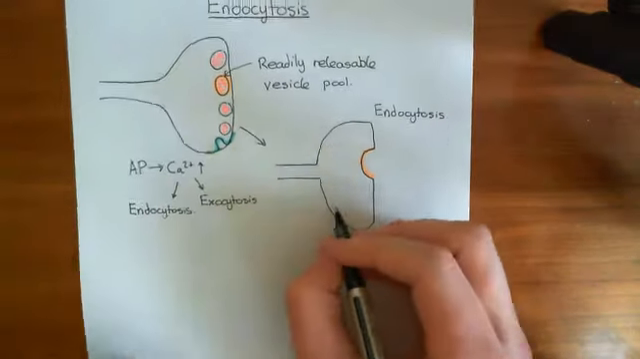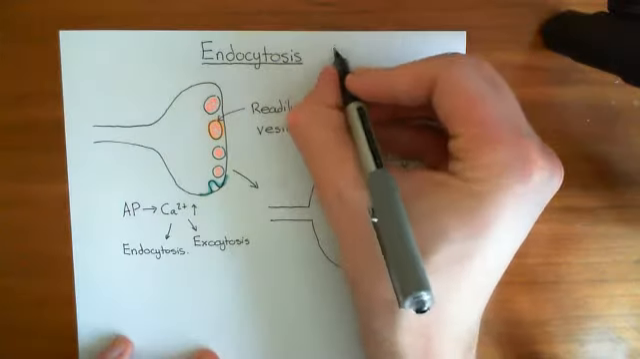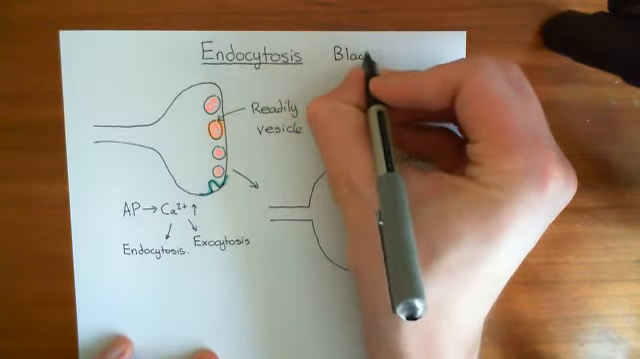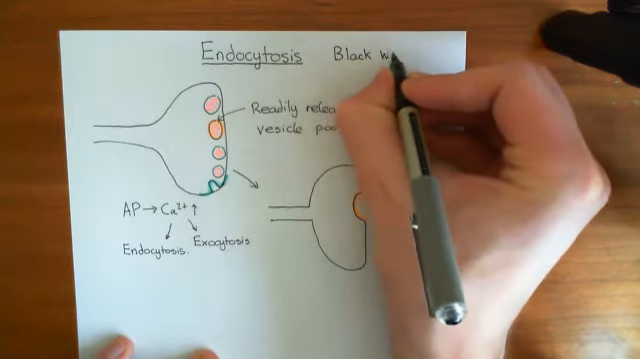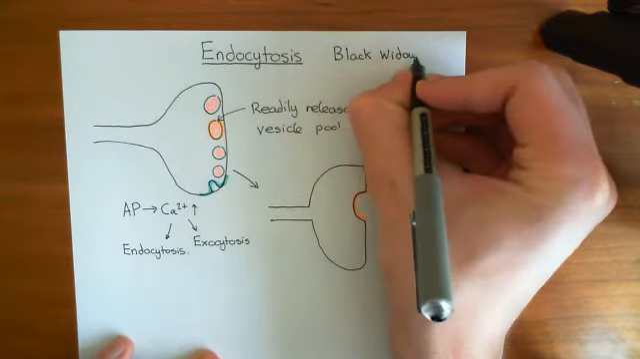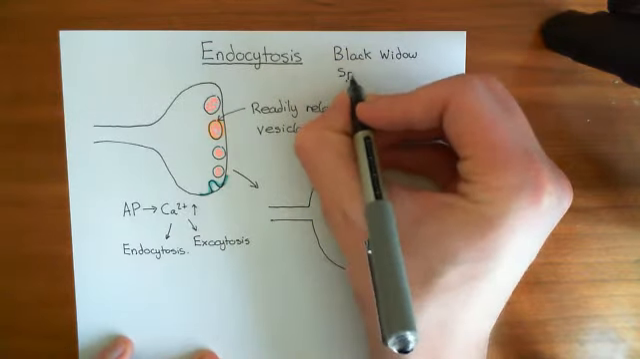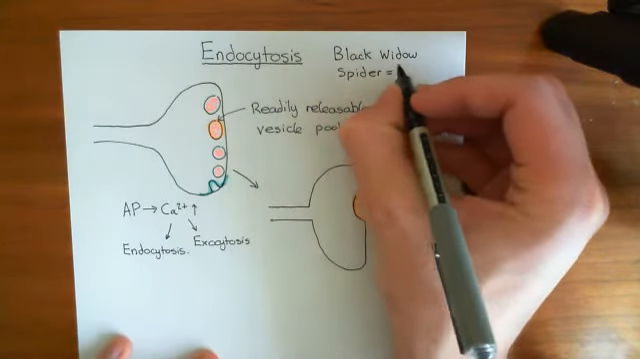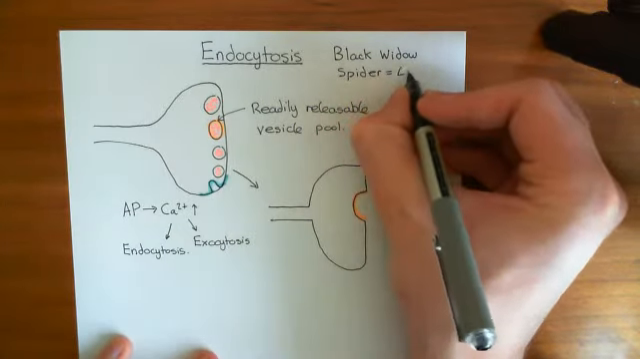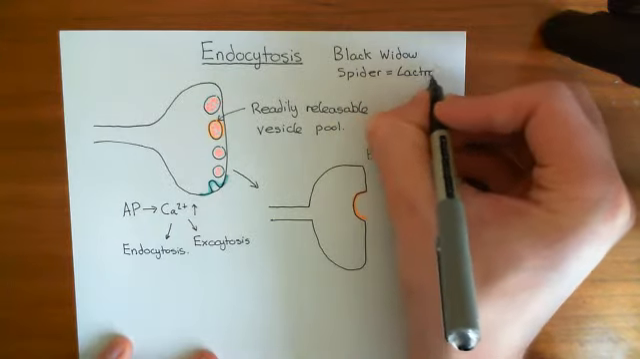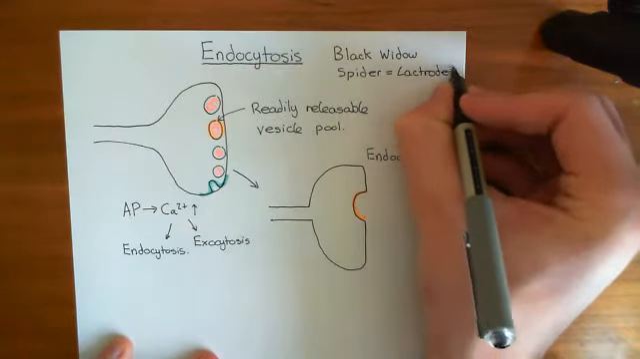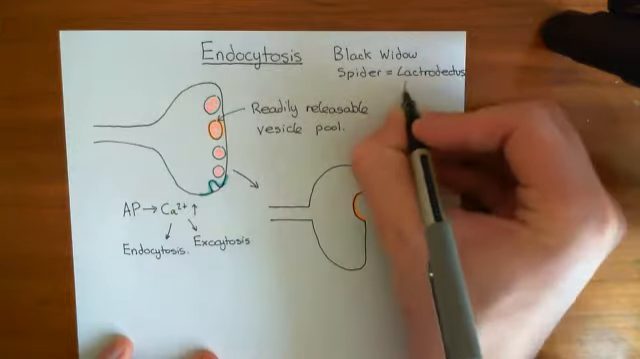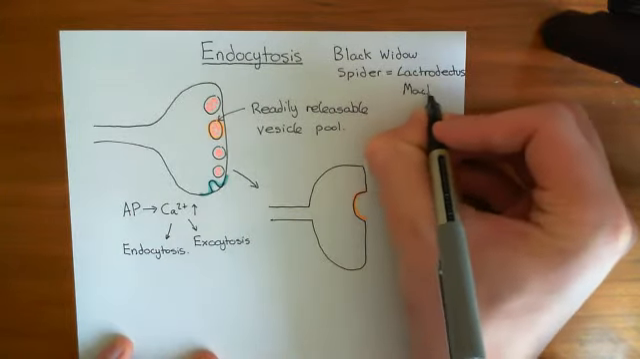So where should I write this? I'll put it up here. So, black widow spider. It has a venom, basically, that is extremely toxic. And the full name for the black widow spider, just for interest, is Latrodectus mactans.